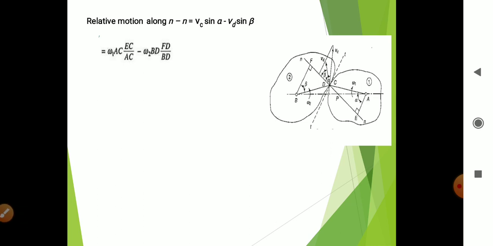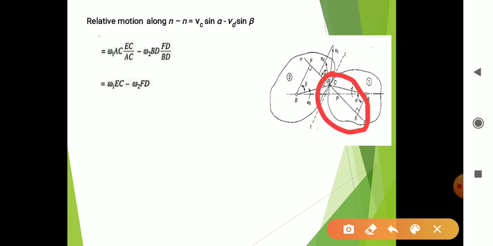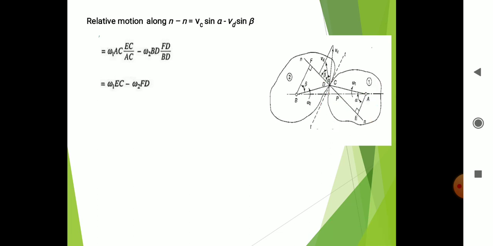See here, what is the value of sin alpha? Sin is nothing but opposite side divided by hypotenuse, and here alpha is there and beta is there. So sin alpha is nothing but EC divided by AC. See here, this EC divided by this AC.